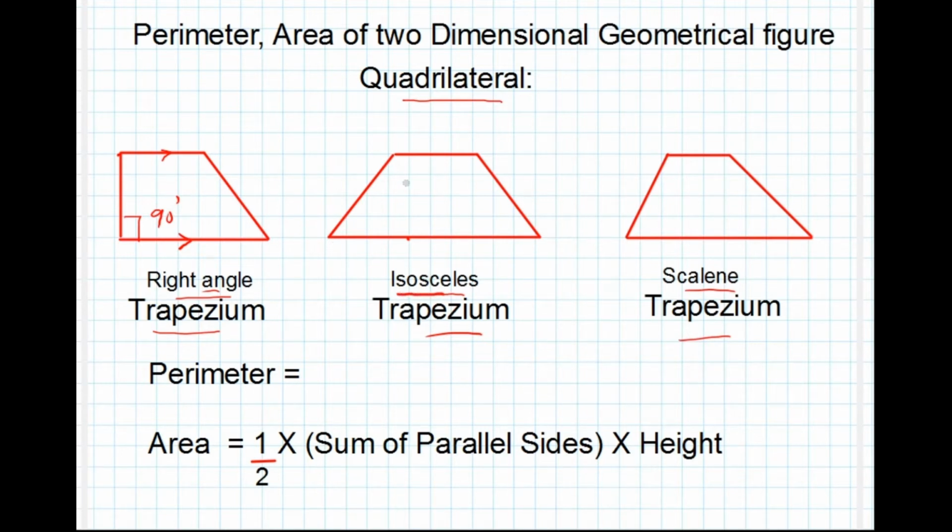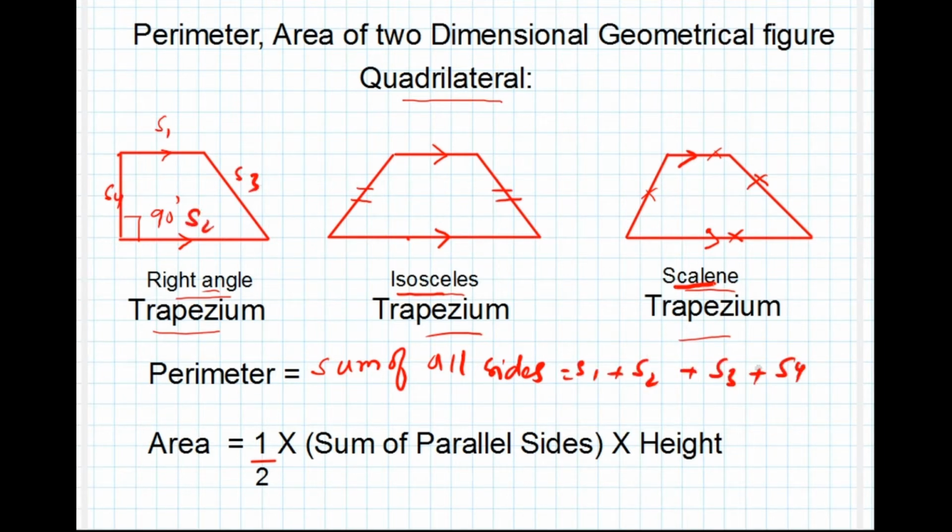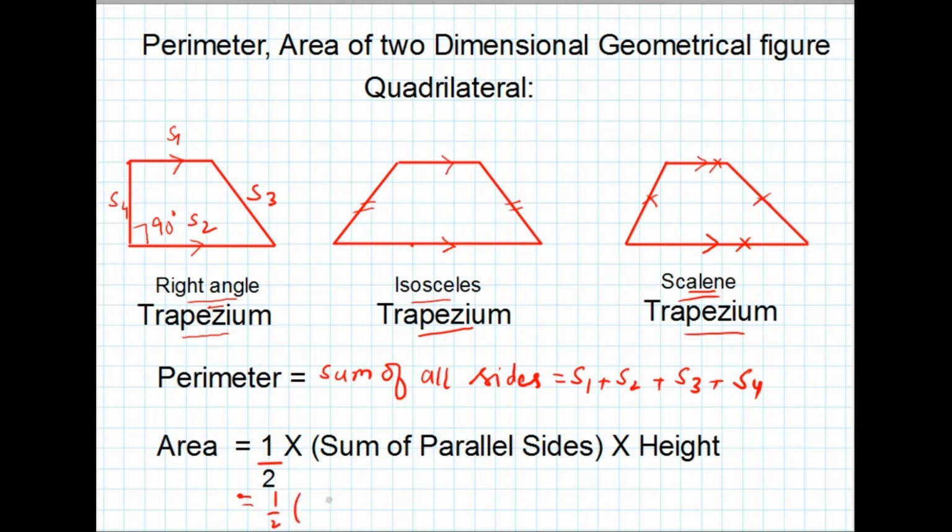Isosceles trapezium has two opposite sides that are parallel and the other two opposite sides are equal. Scalene trapezium has two opposite sides that are parallel. All sides are unequal as shown in the figure. Perimeter of any trapezium is equal to the sum of all sides. Area of any trapezium is equal to 1 upon 2 into the sum of parallel sides into height.